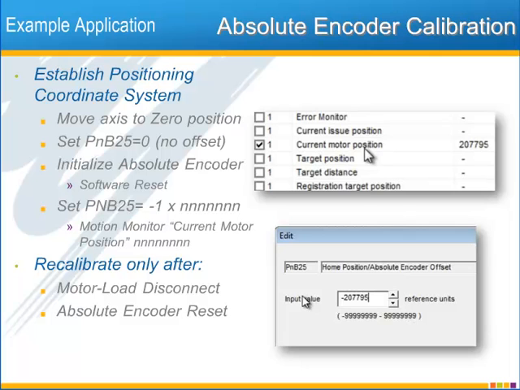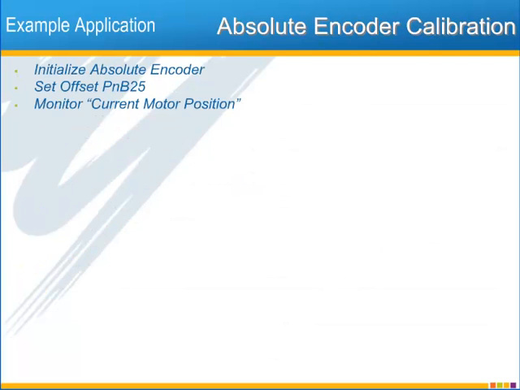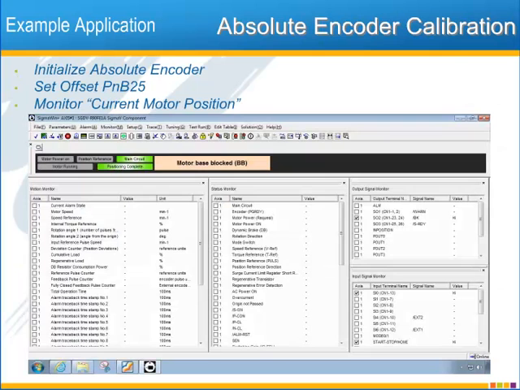Some examples of the situation are replacing a coupling, gearbox, replacing the motor, replacing the encoder battery with the power off, or having disconnected the encoder cable from the motor. So any maintenance items may require you to redo the absolute encoder calibration. Now let's set the 0 position with the Sigma-5 indexer.